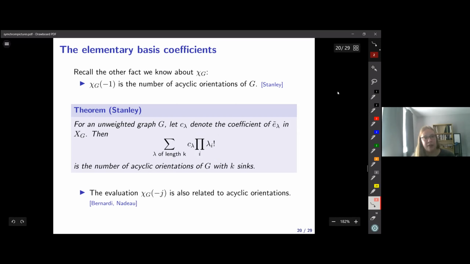And so each acyclic orientation has at least one sink, which is good because each partition has length at least 1. But this refines the result about chi g, where at -1 we just count all acyclic orientations, to saying now we can actually count them by their number of sinks.